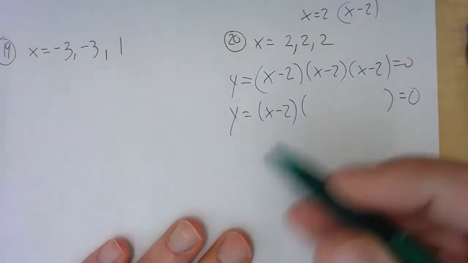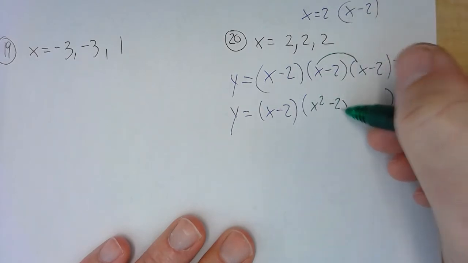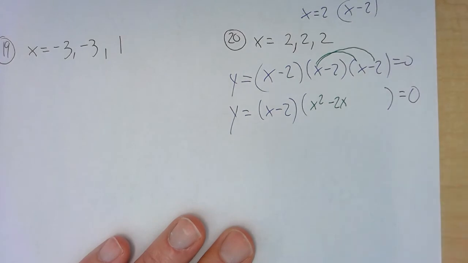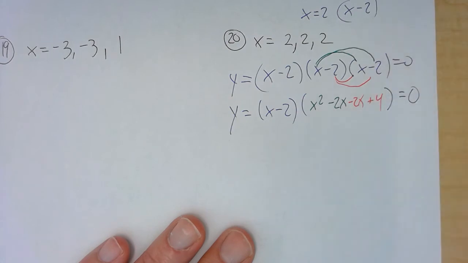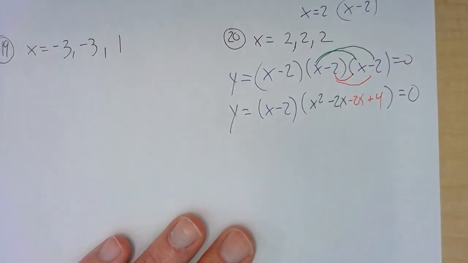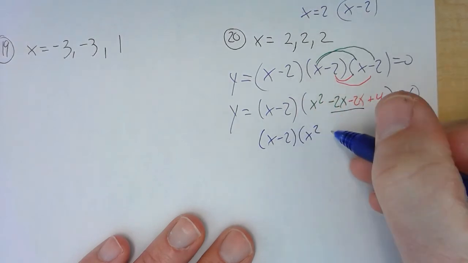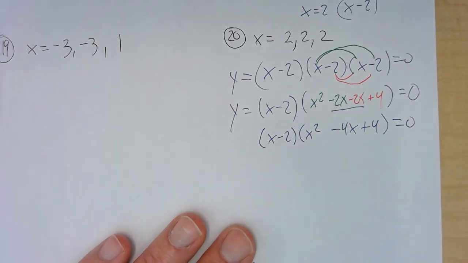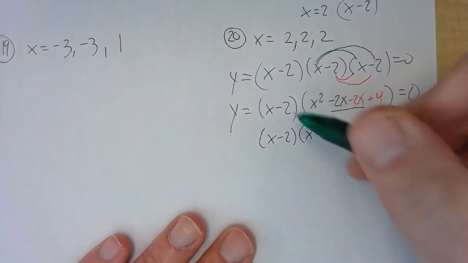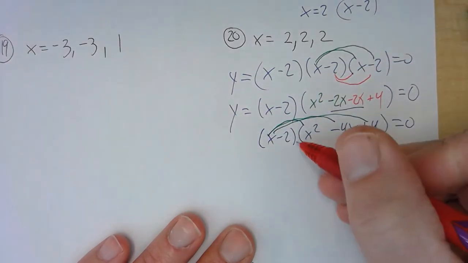Green first. So this times this is x squared. This times this is minus 2x. Red second. Negative 2x. This times this is plus 4. So now we're going to put together the like terms, which would be right here. So we have x minus 2, x squared minus 4x plus 4 equals 0. Okay, now the green is next, so you're going to do x times these three things, and then you're going to do red times these three things.